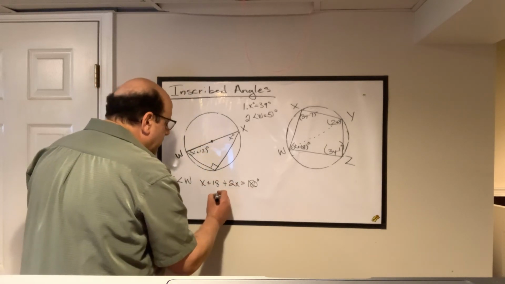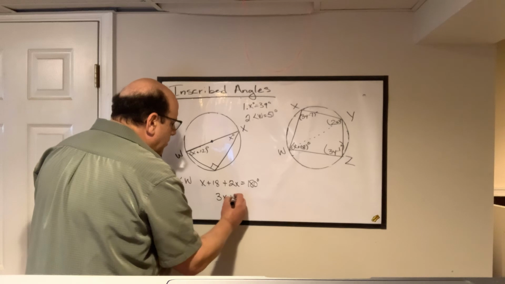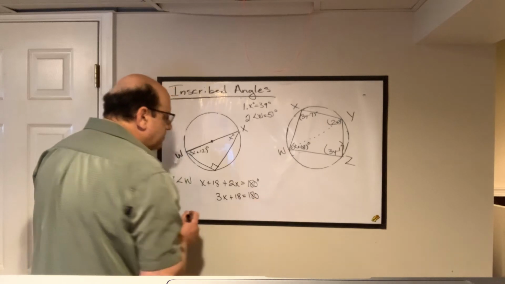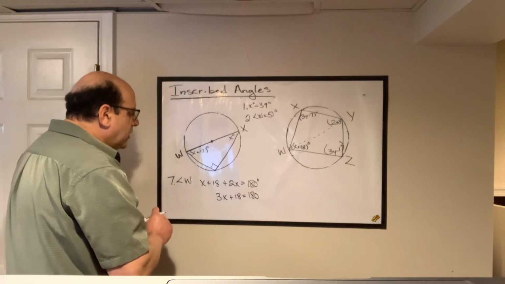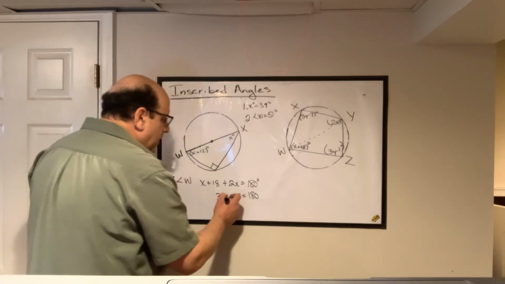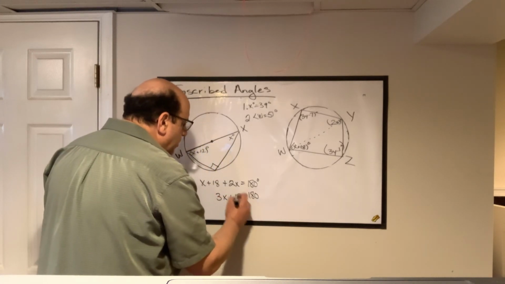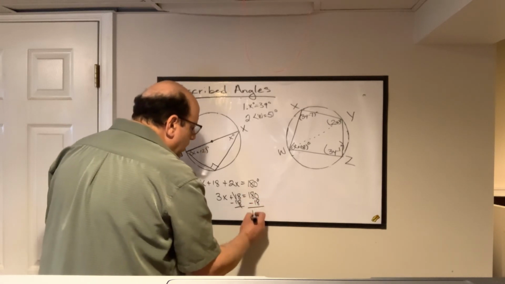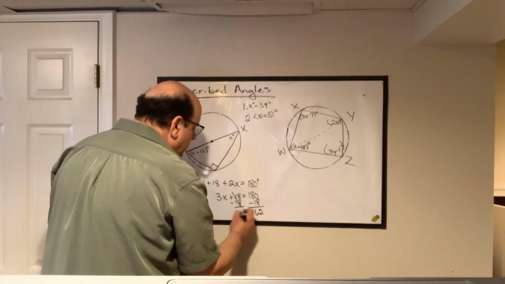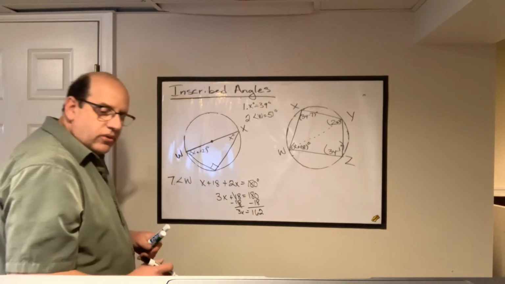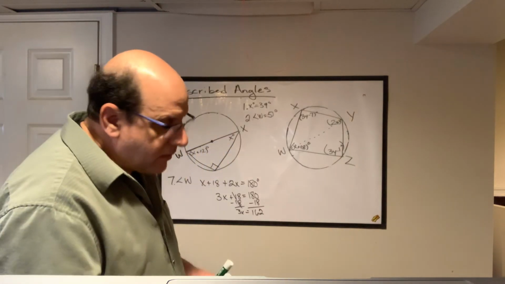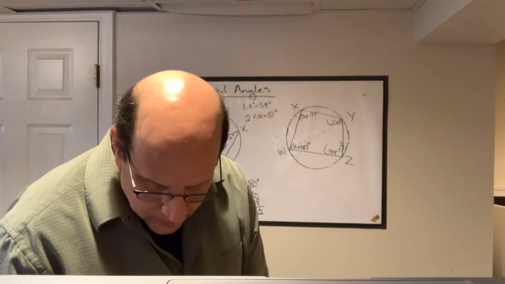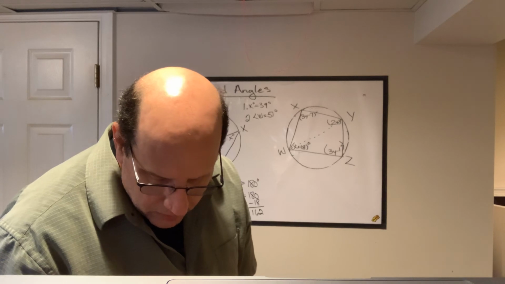Let's put all our x's together. 3x plus 18 equals 180. Stands to reason. Seems reasonable enough. I'm going to subtract 18 from both sides. Okay, what is that? 162 equals 3x. Unfortunately, I'm going to have to use a calculator. It is divisible by 3, by the way. So give me a second while I bring up my calculator.